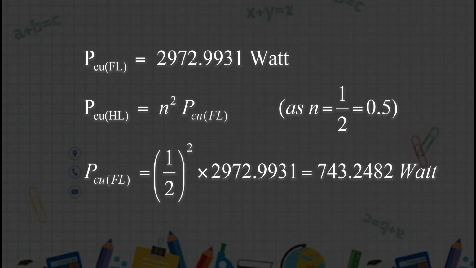So you put the value of n as 1/2, or you can say 0.5, and copper losses at full load you have already calculated, that is 2972.9931. So copper losses at half load can be written as 1/2 square multiplied by 2972.9931. So it comes 743.2482 watt. So copper losses at half load is equal to 743.2482 watt.